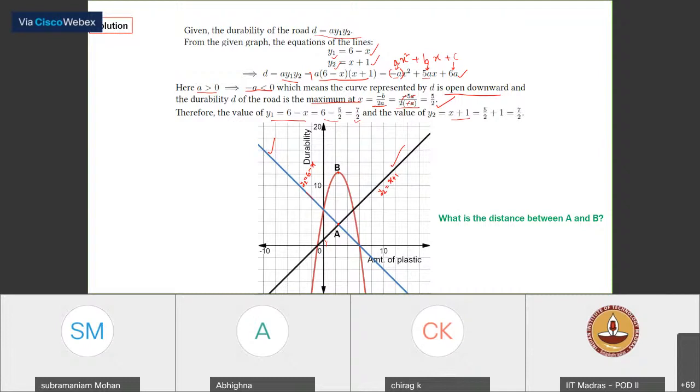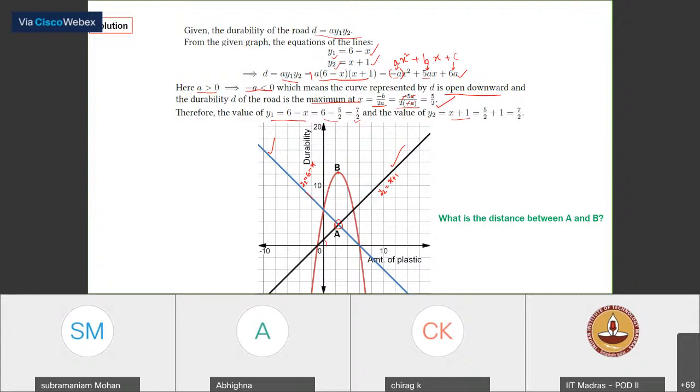Yeah, I solved it in a different way. See, first we got the blue line and the green line. We got the equations y equals minus x plus 6 and y equals x plus 1. Up to here it is correct. After that, I didn't go with the equation d equals a into y1, y2. Since these two lines are intersecting, I equated minus x plus 6 equals x plus 1. So you found this point, the intersection point A.